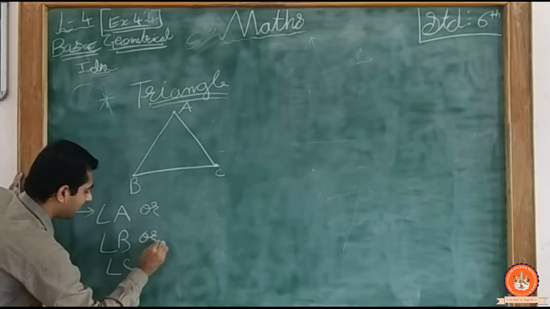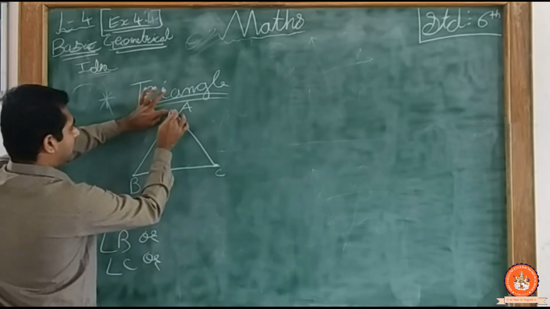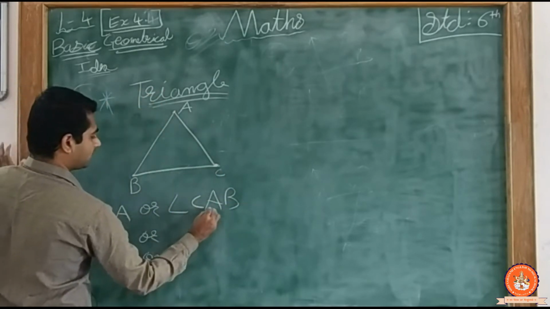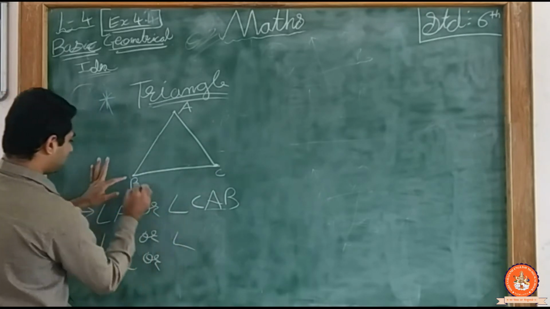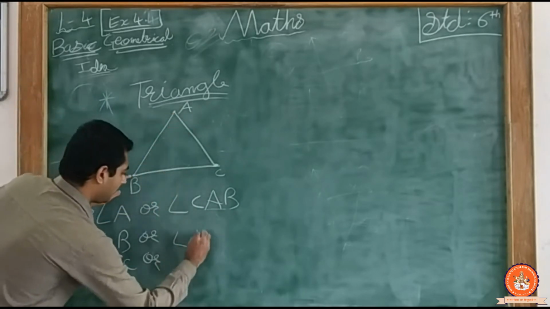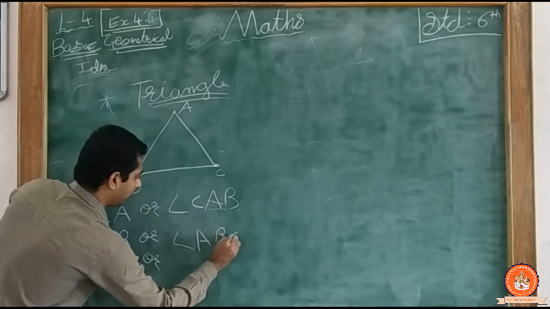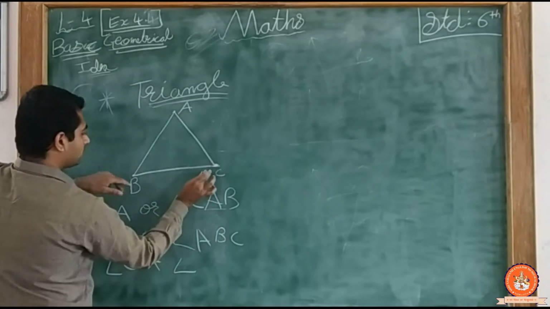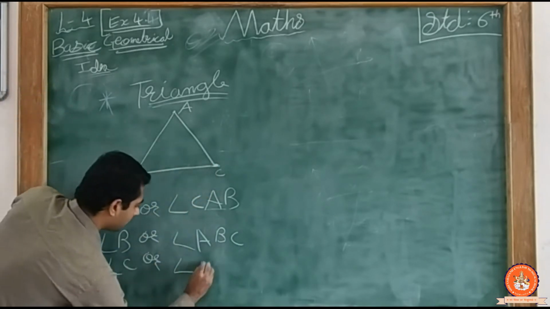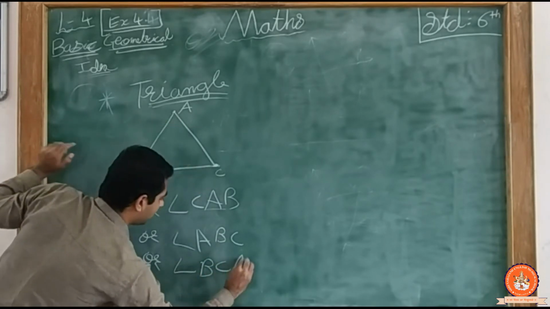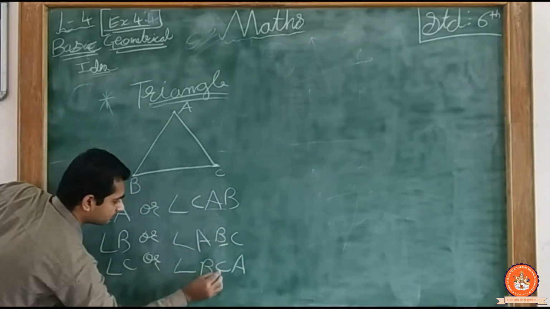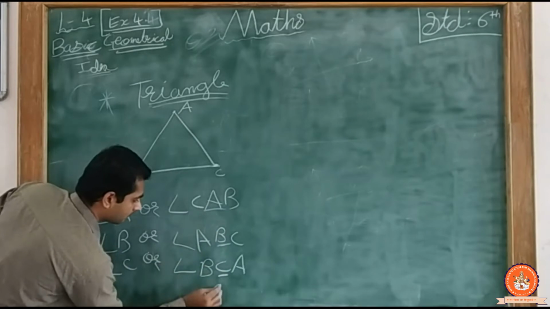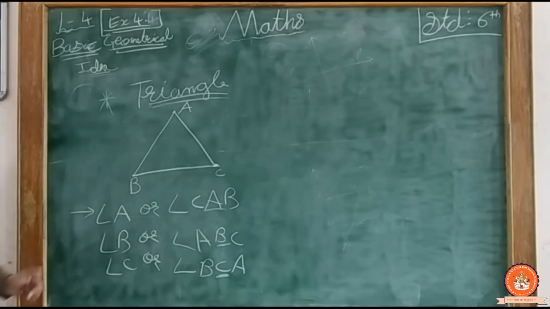If I want to represent angle A, how will I represent it? I will start from behind: CAB. A is in between. Now angle B, I will start from behind: A, B and C. Clear? Coming to angle C, start from behind: B, C and A. See, all the angles are in between. Is it visible to everyone? The letter is in the middle. So you can represent it like this.